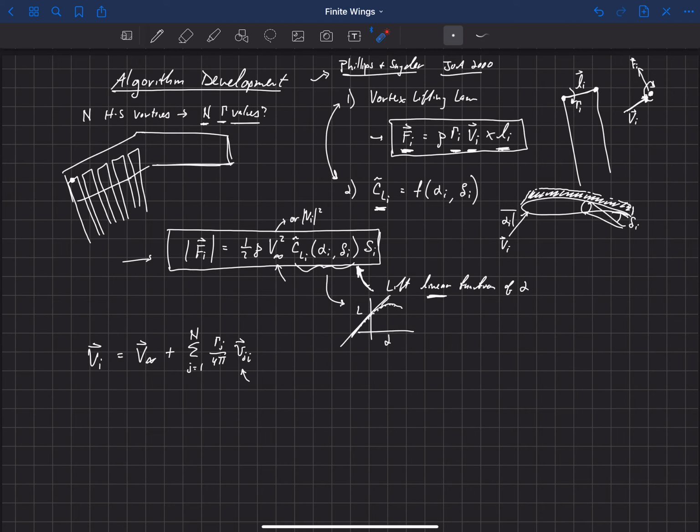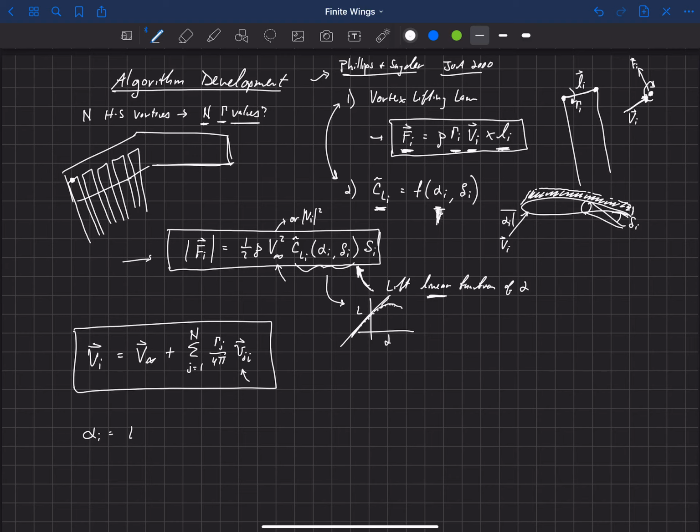Okay, so back to our equation here, this is the velocity at point I. It's equal to v infinity plus the summation of all of the influences of all of the vortices across the entire system of lifting surfaces. Now one last thing we want to define here is our angle of attack. We need to know what the angle of attack is to compute our local lift coefficient.